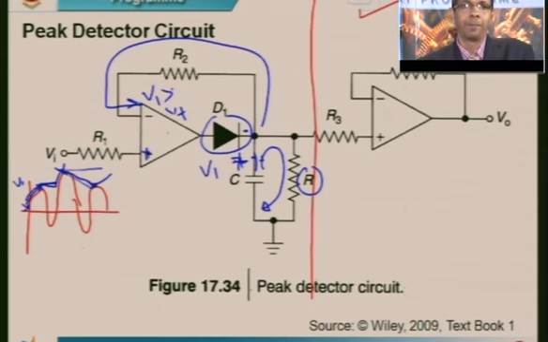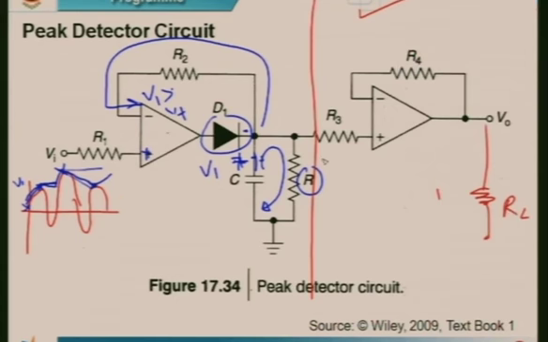this circuit here? Remember, my capacitor is supposed to discharge very slowly. Now suppose I connect this directly to my load resistance RL here, what can happen? The capacitor can start to discharge through RL, right? So to prevent that, we have what we call a buffer circuit.